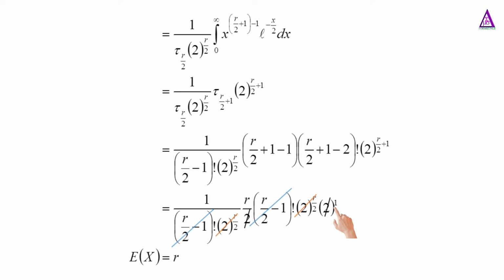So therefore r divided by 2 minus 1 factorial cancels r divided by 2 minus 1 factorial, and 2 raised to r divided by 2 cancels 2 raised to r divided by 2. These 2 cancel these 2 also. And therefore the expected value of the chi-square distribution is r.